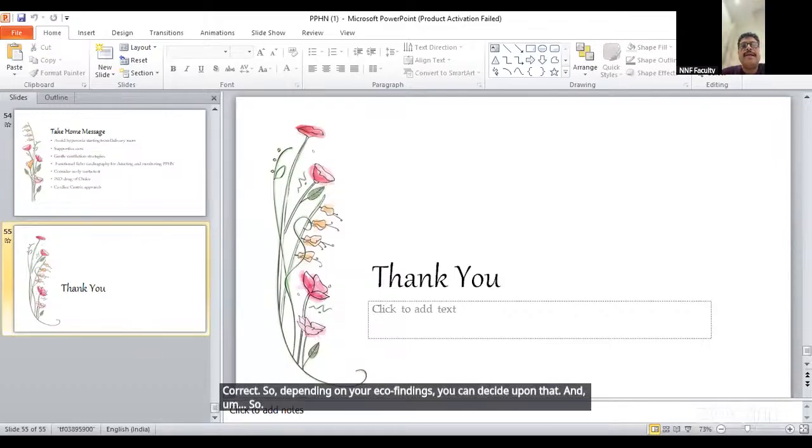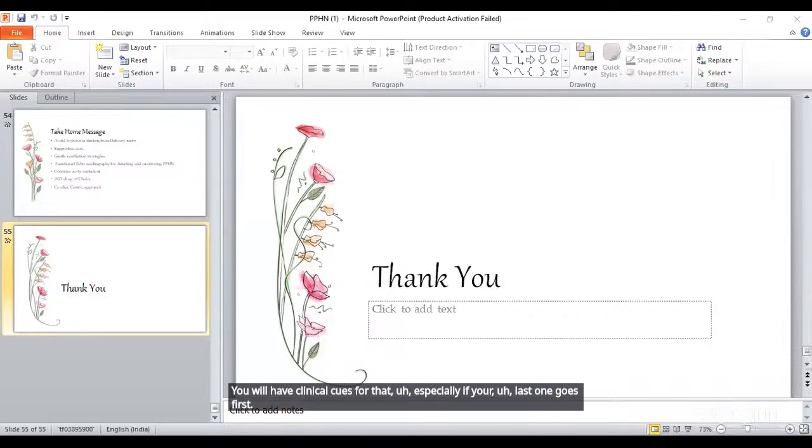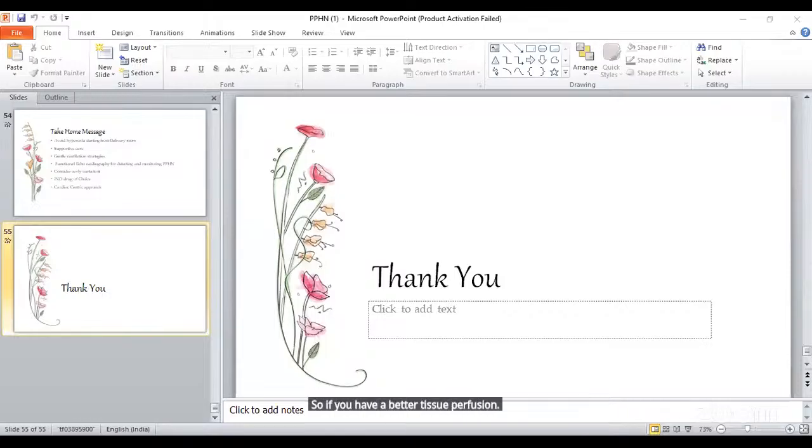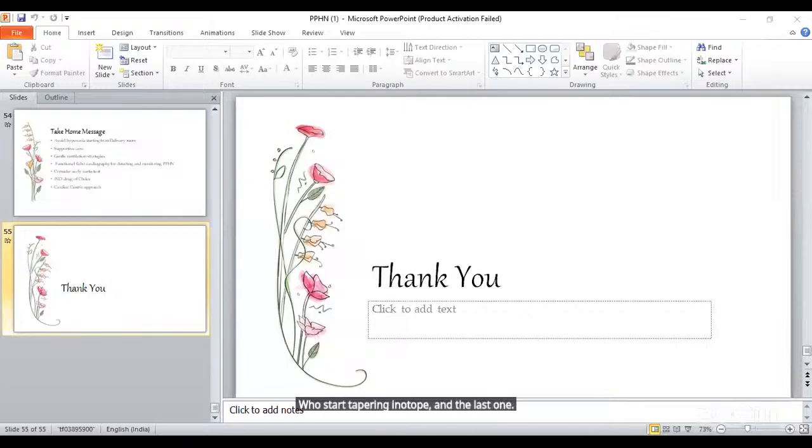Dr. Sahil has asked how to taper inotropes when the PPHN is improving. You will have clinical clues for that, especially if your last one goes first. If you have better tissue perfusion, like your CFTs are normal, your heart rate is in the normal range, lactate is normal, urine output is good, you start tapering the inotrope, and the last one you also monitor BP. So the last one goes first. Okay, nice. By that way, you taper.